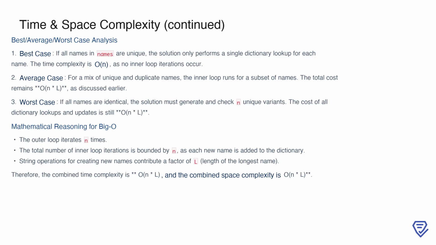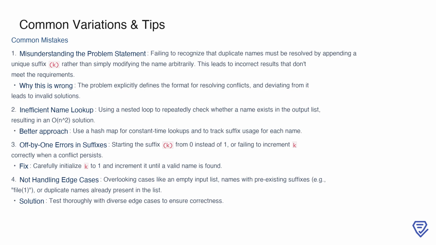This reasoning confirms that the combined time complexity is O(n * L), while the space complexity remains O(n * L), due to the storage requirements of the dictionary and result list. When solving this problem, there are several common mistakes to watch out for.